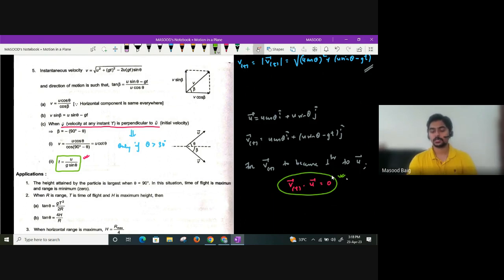So what are we going to get? The time at which velocity will become perpendicular to initial velocity will be u divided by g sine theta, and velocity can become perpendicular to initial velocity only in one case, when the angle of projection is more than 30 degrees. Is that clear, all of you? And if I am not wrong, the speed at that instant will be given as u cot theta, beta. The speed at that instant will be given as what? It will be given as u cot theta. This will be the speed at that particular instant. Clear, everyone? Yes or no?